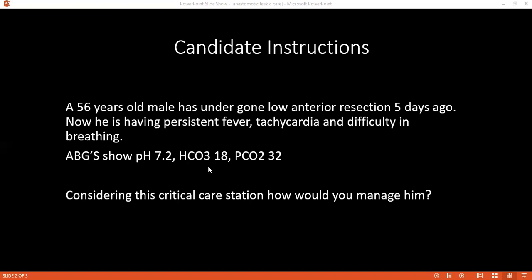Pseudomonas, proteus, staph, bacteroides. This may be added. Yes. What measures can you take then to manage this condition of the patient?